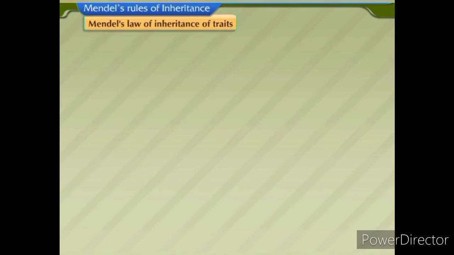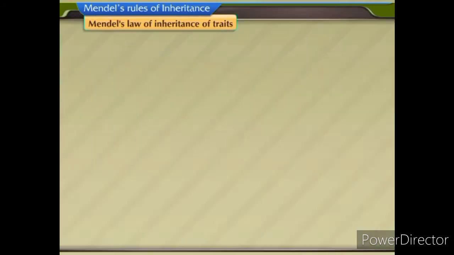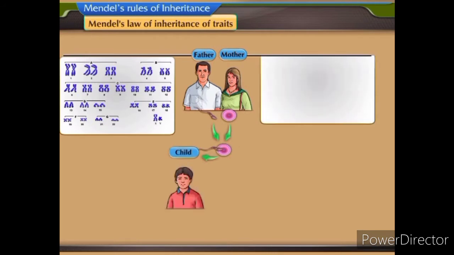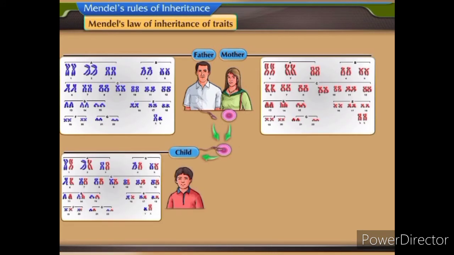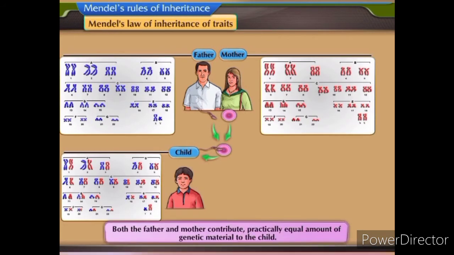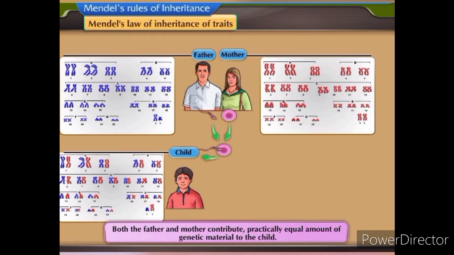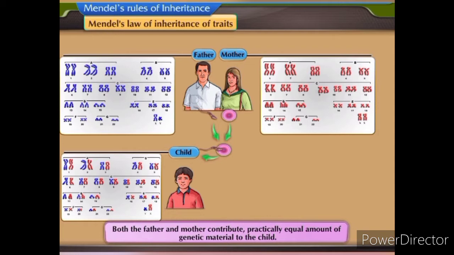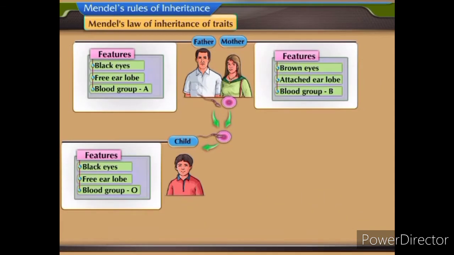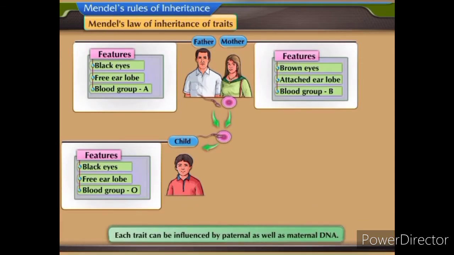Mendel's law for inheritance of traits. The laws of inheritance of traits in human beings are related to the fact that both the father and the mother contribute practically equal amounts of genetic material to the child. This implies that each trait can be influenced by paternal as well as maternal DNA.